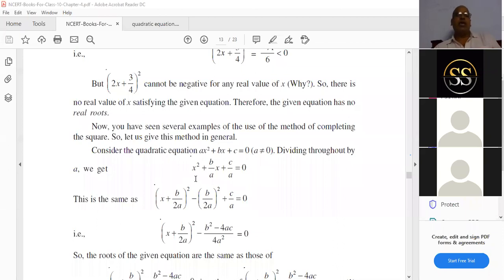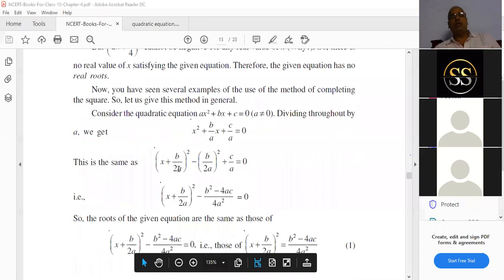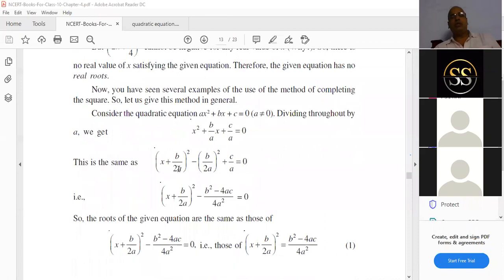So x square plus 2 into x into b by 2a plus (b by 2a) whole square: those three terms are in the form of (a plus b) whole square, where a means x and b means b by 2a. And now this is my minus (b by 2a) whole square plus c by a equal to 0. Is it okay now? This step, understand? One step missing.